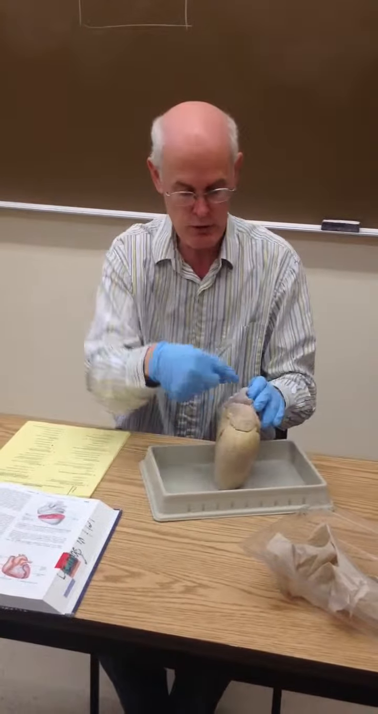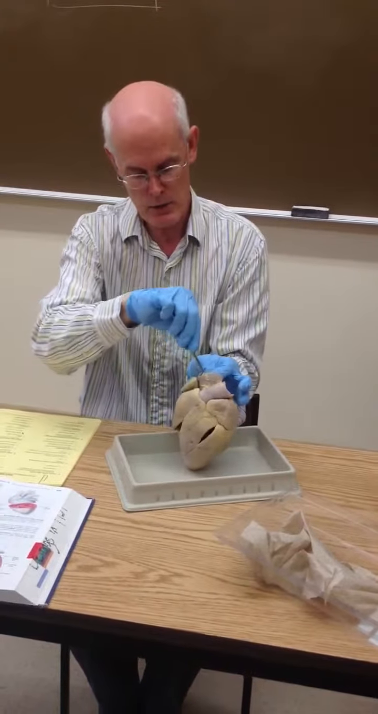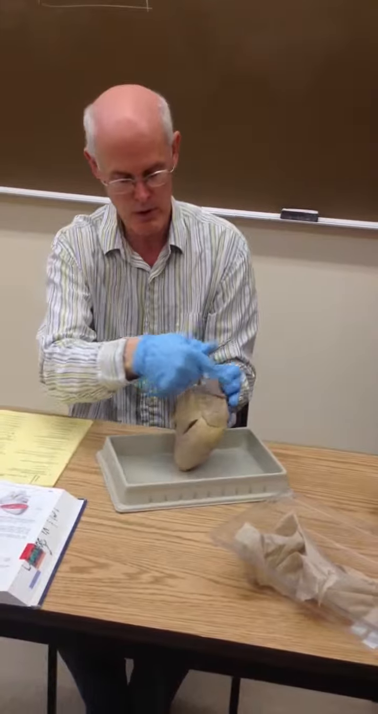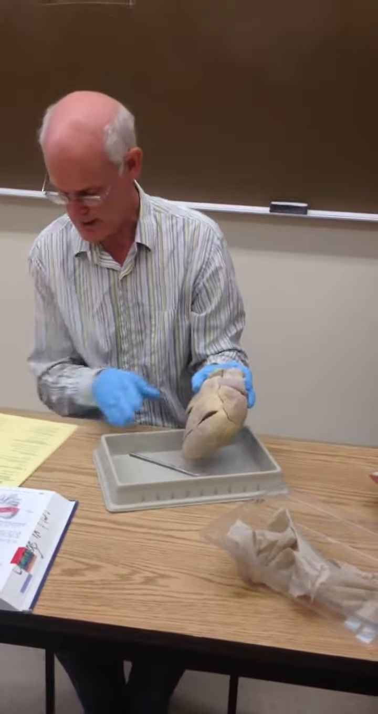So the pulmonary trunk and the aorta, we'd certainly want to know those, and the aorta is recognizable because it has vessels coming directly off the top, whereas the pulmonary trunk doesn't. It's going to split into a left and right to go to the 2 lungs.